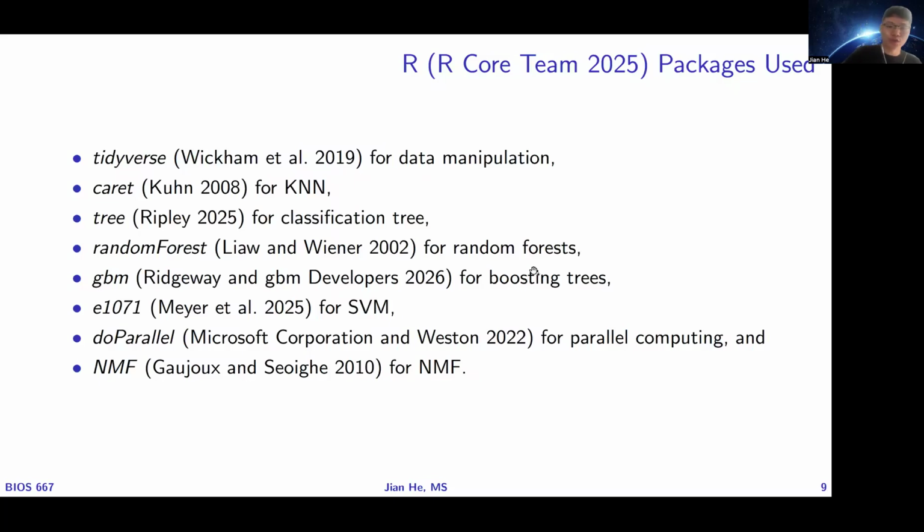So the packages used are listed here. Tidyverse for data manipulation, caret for k-nearest neighbor, tree for classification tree, randomForest for random forests, and gbm for boosting trees, and e1071 for SVM, and doParallel for the parallel computing when we implement the boosting trees. And NMF for non-negative matrix factorization.